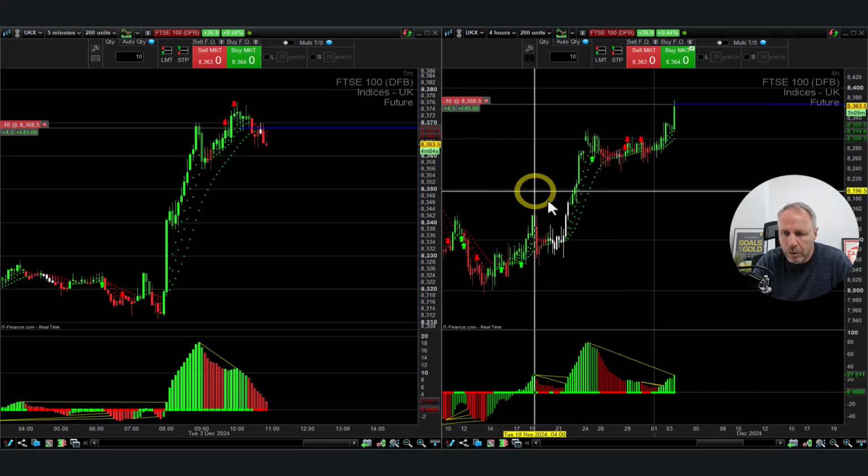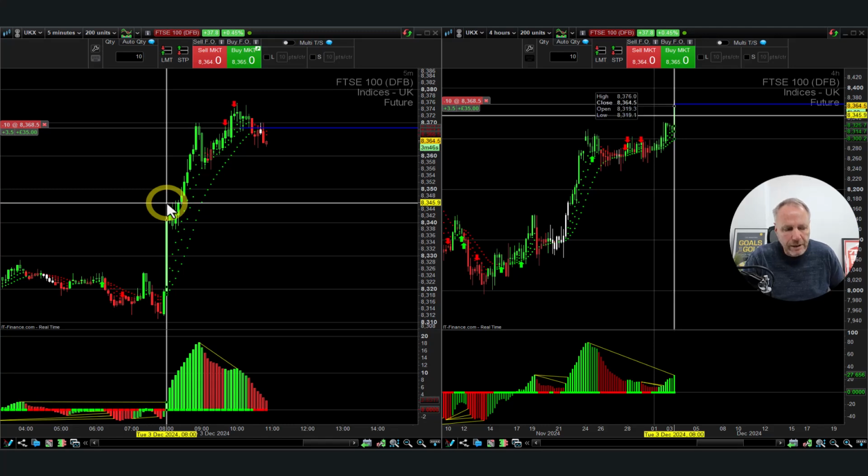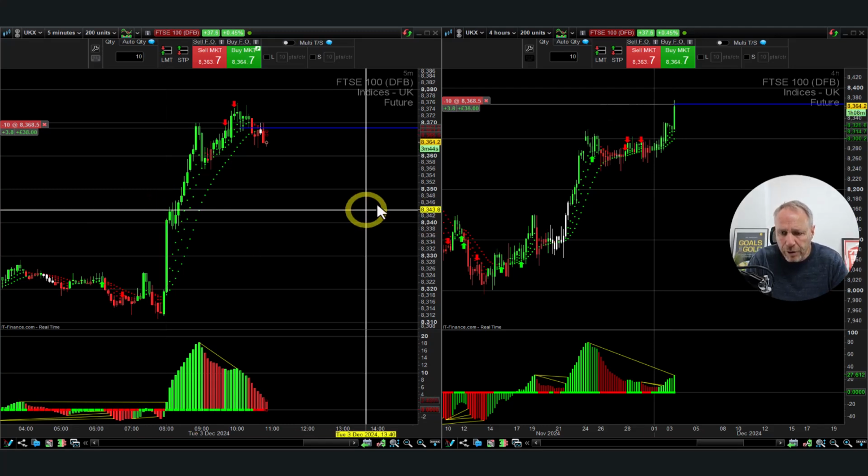All right, so on the right hand side is a 4-hour chart. On the left hand side is the 5-minute chart. 5-minute and 2-minute is my trigger to day trade. Look, it's not everyone's cup of tea trading on these smaller time frames, but as a day trader, they're crucial. The smaller time frames are crucial for triggers and getting into trades.